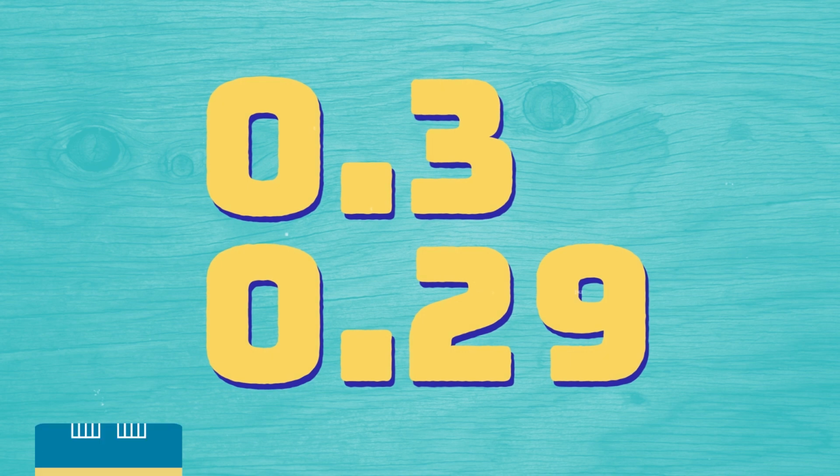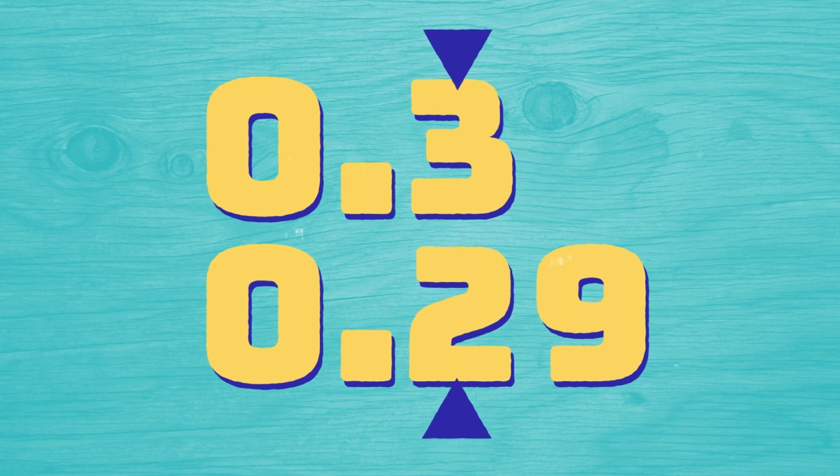Let's try with some different numbers. Which is bigger, 0.3 or 0.29? Even though 0.29 has more digits, it's smaller. You can find out which number is larger by looking at the leftmost digit which is not a nought.